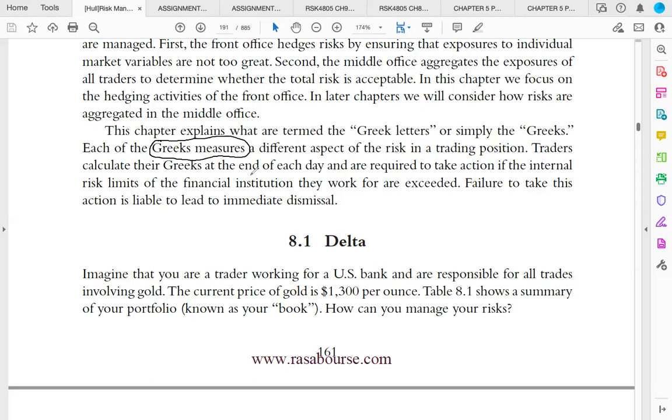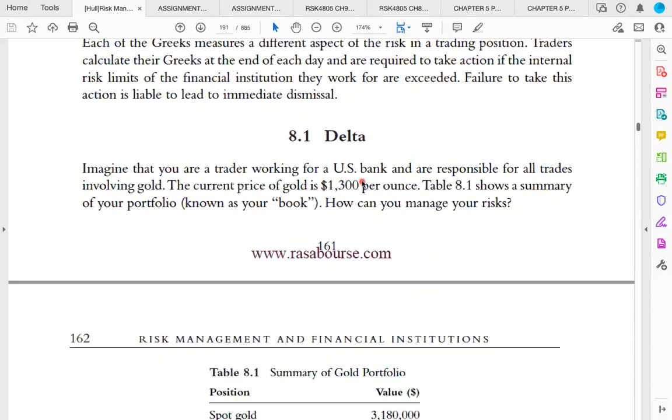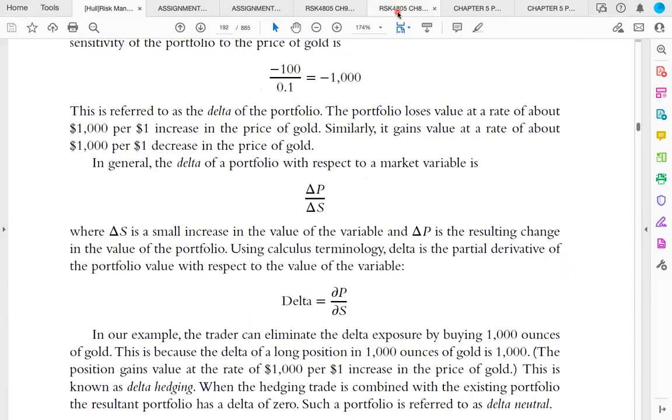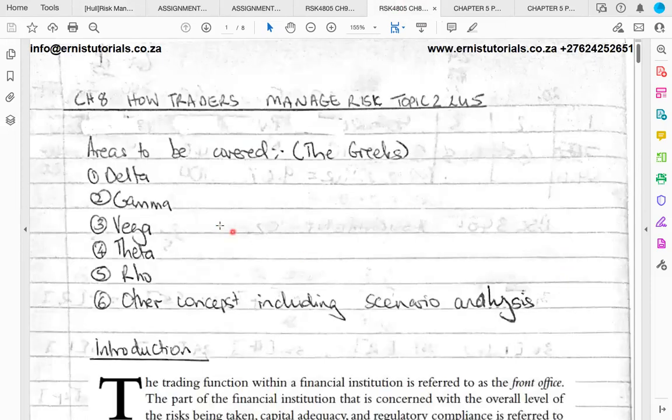We call these Greek measures because they have names from the Greek alphabet, like delta. Delta is a certain measure of the risk of a portfolio. We have these measures for the risk of a portfolio for an individual trader: delta, gamma, vega, theta, rho. These are measures that individual traders can use to help them manage the risk that their portfolios are exposed to. So an individual trader might be told to keep their portfolio delta neutral, gamma neutral, vega neutral, and so forth.